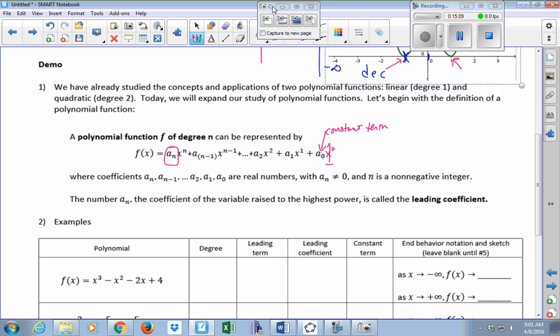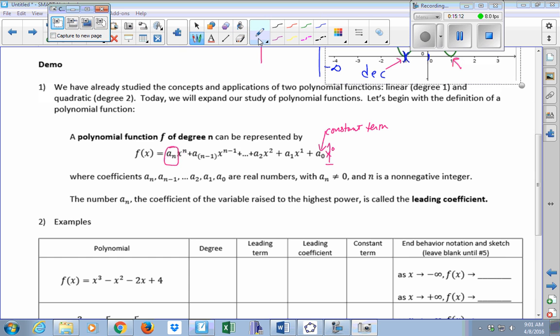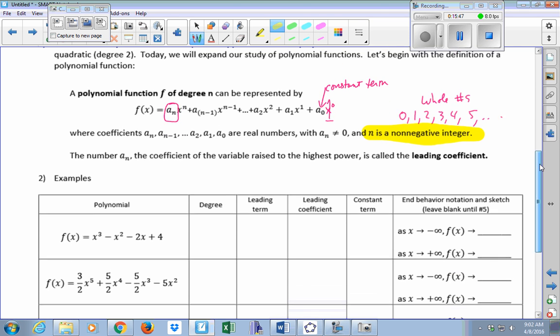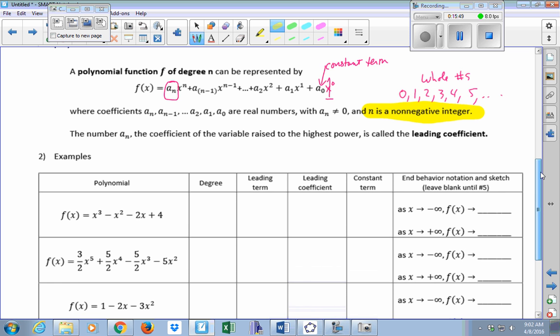And the other really big idea here that distinguishes this function from other functions is that your powers, your exponents, are non-negative integers. That means they're 0, 1, 2, 3, 4, 5, 6, 7, all the way to infinity. Non-negative, so they're whole numbers. So you'll never see a negative exponent. You'll never see an exponent with a fraction in it. So these are kind of the more friendly functions to graph. They don't get too wild on you.